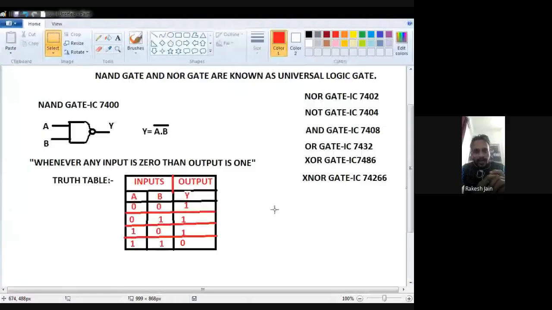IC number, symbol, definition, equation and truth table. So all the basics about the NAND gate are completed.